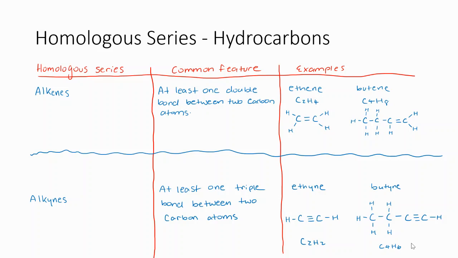So we can deduce the general formula for these 2 homologous series again. So we've got the general formula for alkenes, which is CnH2n, and the general formula for alkynes is CnH2n-2.